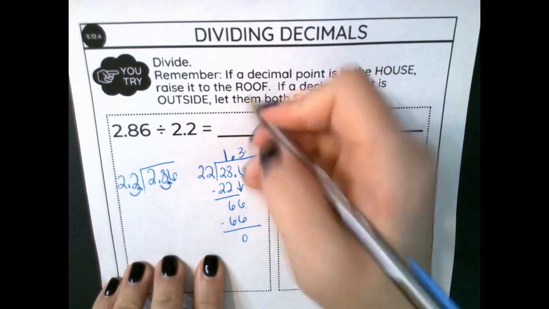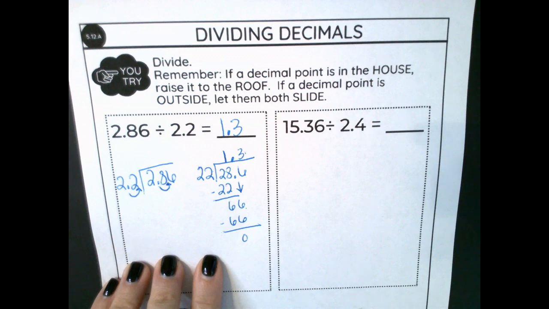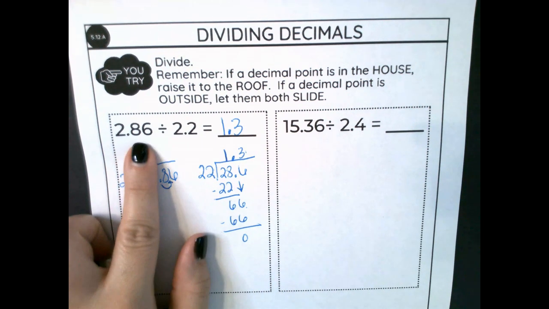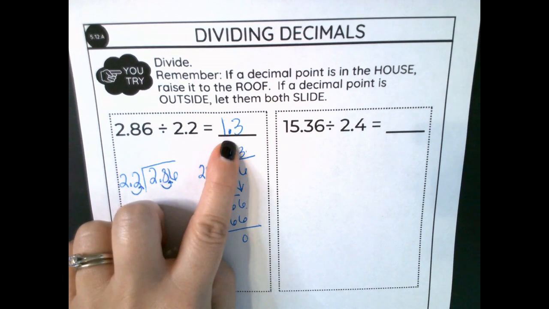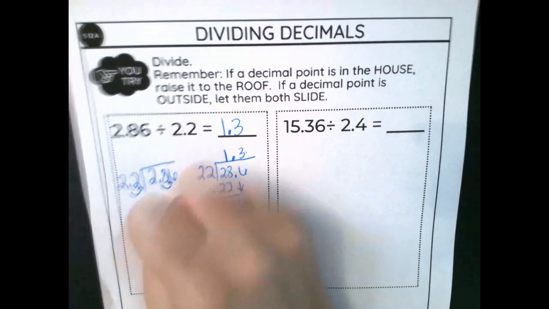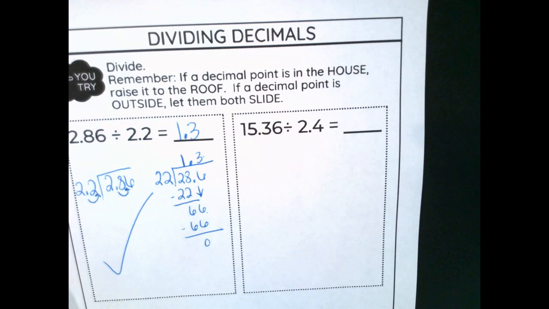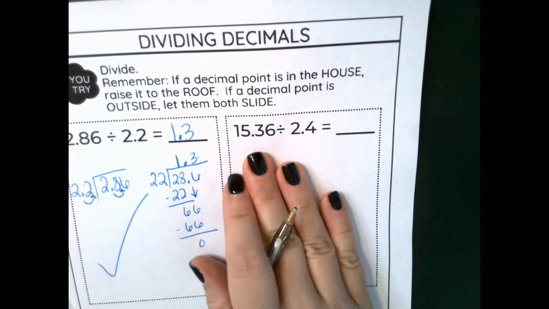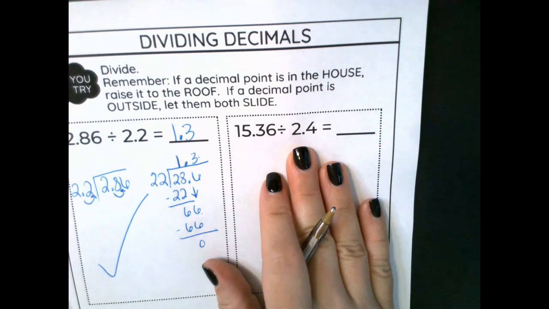So that means that my quotient is 1 and 3 tenths. So 2 and 86 hundredths divided by 2 and 2 tenths equals 1 and 3 tenths. Pat on the back and a big check mark if you got that correct. If you didn't, go back and review. All right, and then the last one, 15 and 36 hundredths divided by 2 and 4 tenths.